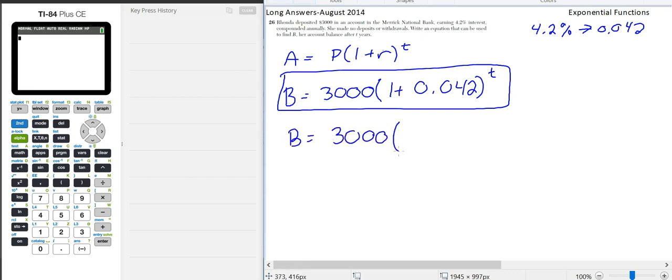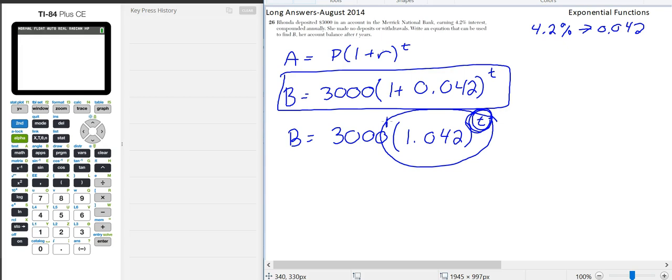simplify it a little more. You don't have to, but you can simplify this to 1.042 to the t. We just added 1 plus 0.042 and raise that to the t. What you cannot do is multiply 3,000 by 1.042 because they are not like terms, because this term has a t as an exponent and this one has either no exponent or just a 1 as an exponent.